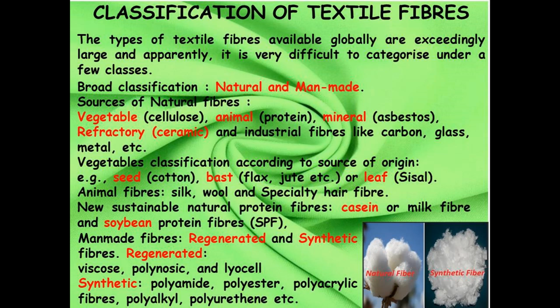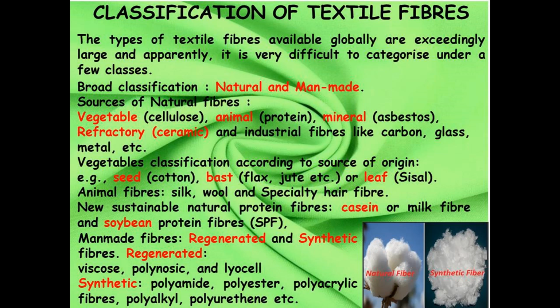Vegetable fiber classification according to source of origin. For example, cotton is a seed fiber; flax, jute, etc. are bast fiber; sisal is leaf fiber. Animal fiber, there are broadly three types: silk, wool and specialty hair fibers. New sustainable natural protein fibers are casein or milk fiber and soybean vegetable protein fiber (SPF).